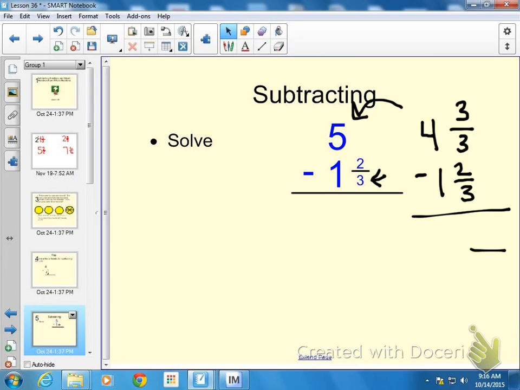I have 3/3 minus 2/3. 3/3 minus 2/3 equals 1/3. And then 4 minus 1 equals 3 wholes. So, my answer is 3 and 1/3.